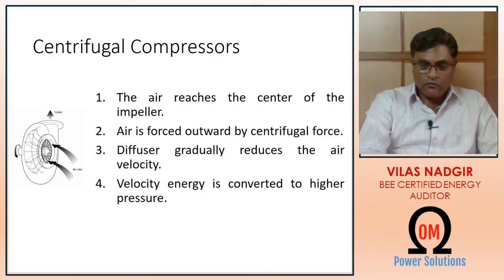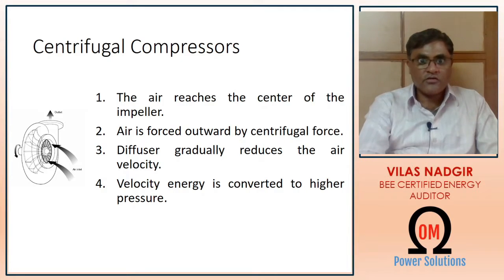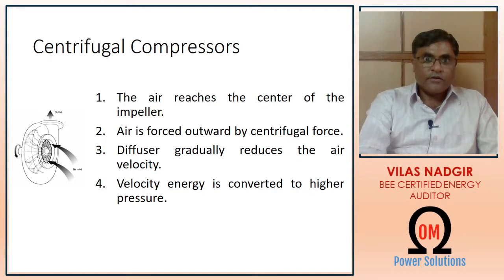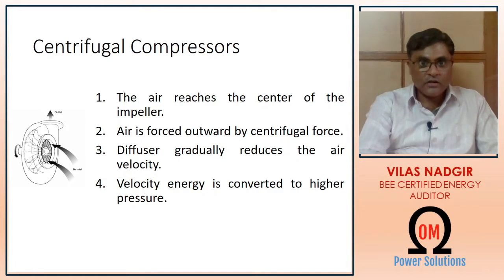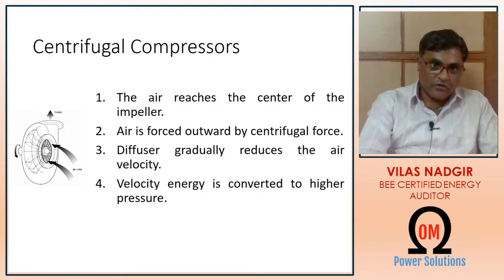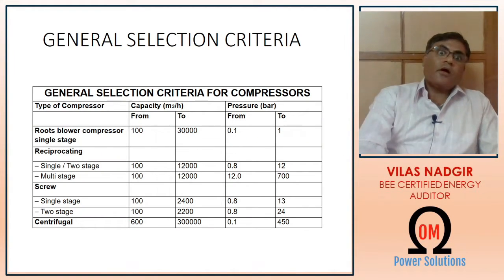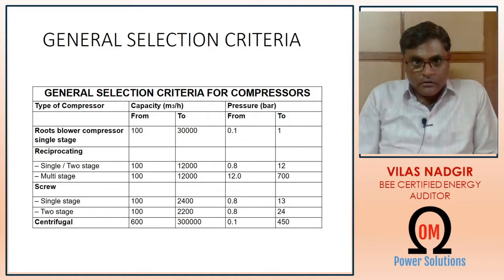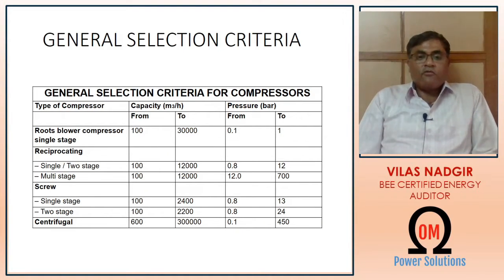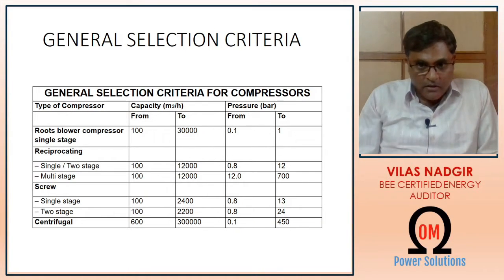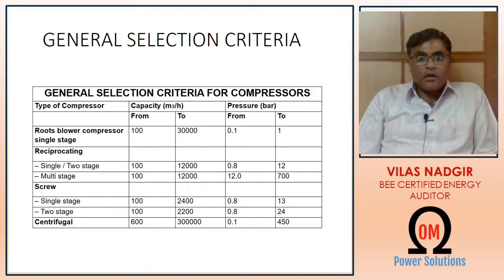So now we have understood the four types of compressors, which are reciprocating compressors, screw compressors, rotary vane compressors, then centrifugal compressors. Now, as per your needs, the question arises which type of compressor you want. So this is the table which gives you an idea for selecting the type of compressor that you need.